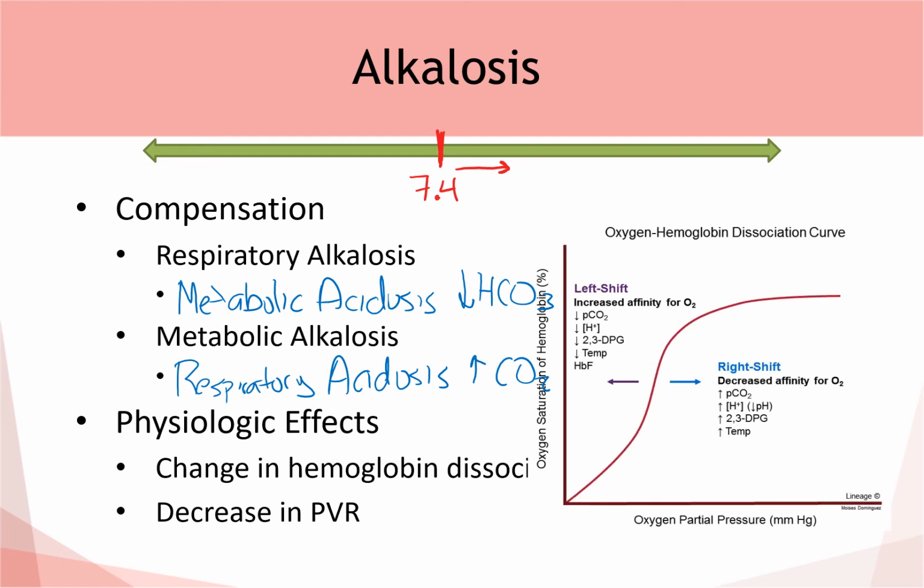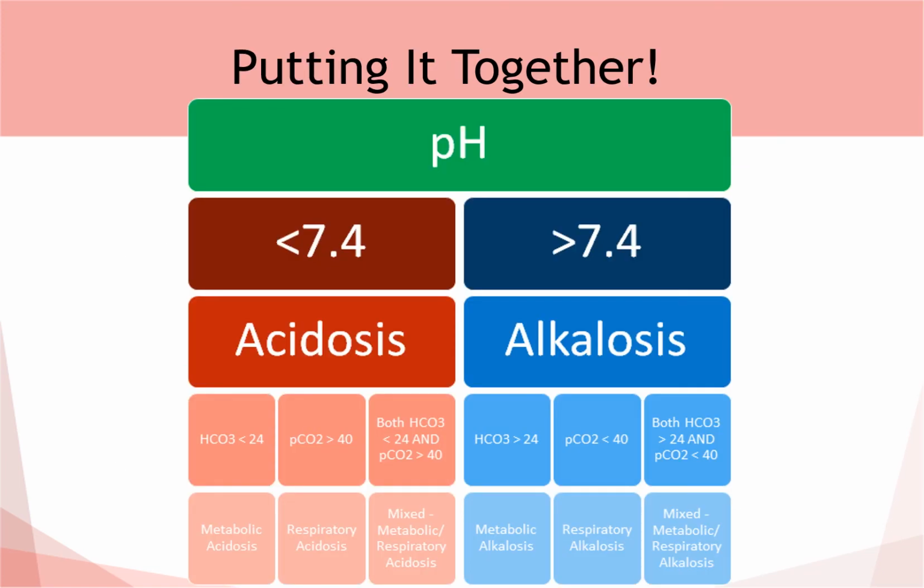Again, similar to what we talked about with the hemoglobin dissociation curve, we wind up having a shift, but this time it winds up being a left shift. And what this basically means is that we now have an increased affinity for oxygen to the hemoglobin molecule. The hemoglobin molecule binds more tightly to that oxygen than it would in an acidemic state. And the other thing it does is it also decreases the pulmonary vascular resistance, and this is something that we just touched upon in the previous slide.